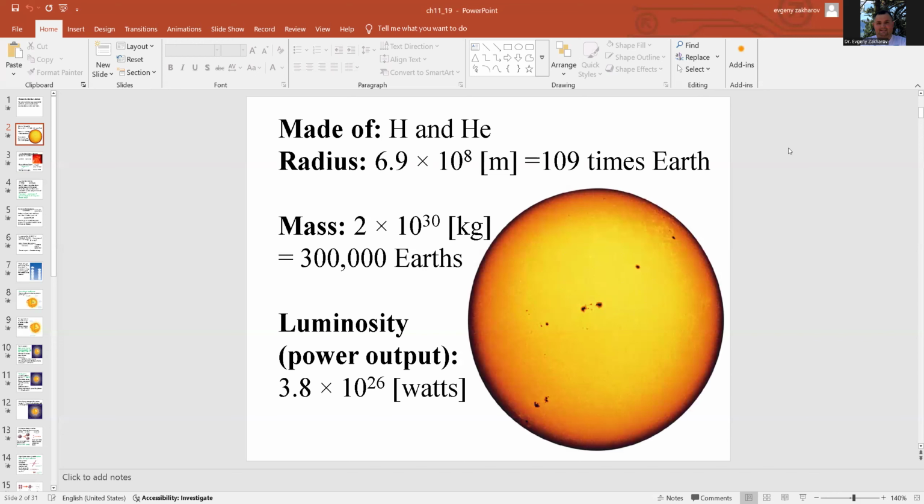So it is a glowing ball of plasma. Plasma is ionized gas. It's a gas with a lot of electricity running in it. And the main components, the main gases are the hydrogen and helium, mostly hydrogen, of course. And you can see that size-wise, it's 100 times the size of the Earth. And mass-wise, it's 300,000 times the mass of the Earth. You really can't even compare the Earth to the Sun.